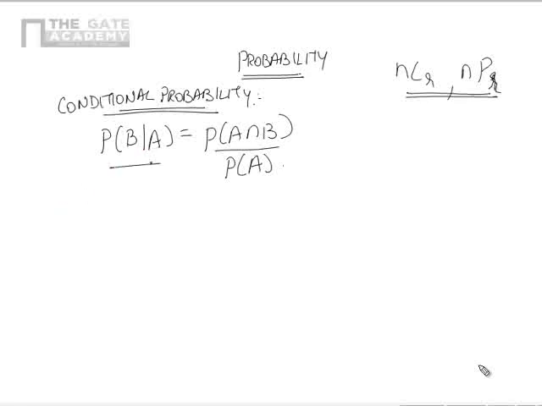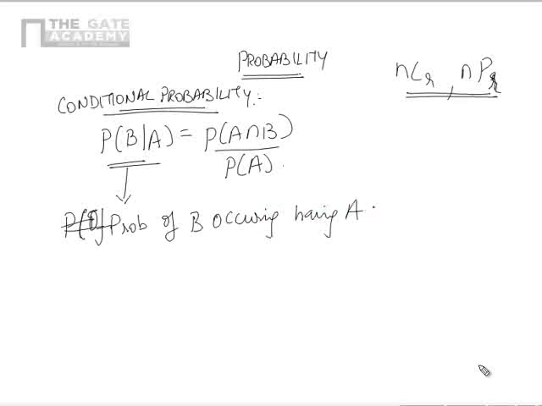What this means in the English language is: the probability of B occurring, having A occurred. This is what it means, and we proved that this is nothing but probability of A intersection B by probability of A. See, this is common sense, right? We will see one quick example and understand that.